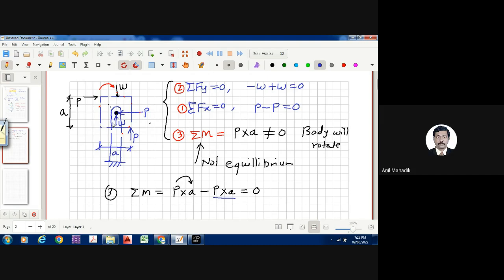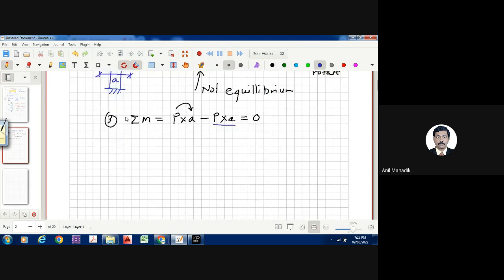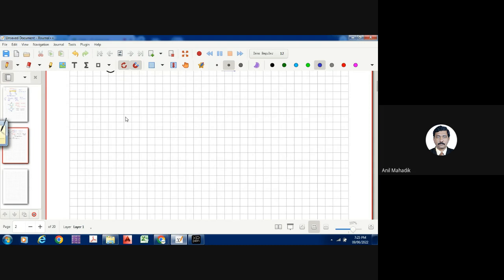Okay. So what will be the value? Right. So this load is passing through the support. Please try to see, when it is away from the support, it will create a moment actually. Right. Now let's see the second example. You will understand in that case. Now here.